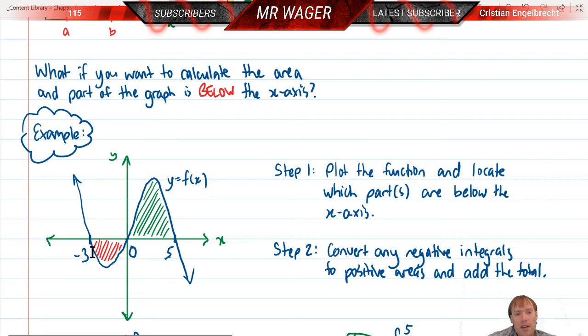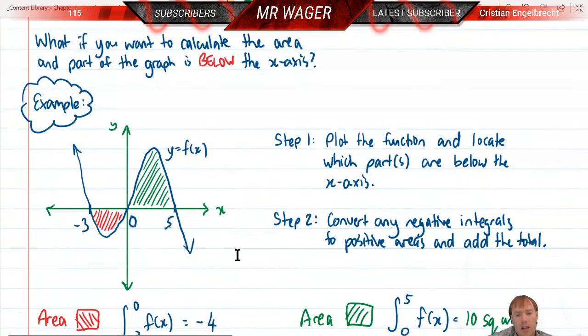We're going to work out the integral of this section first, which we know is going to get a negative value, and then we're just going to convert that to a positive number using absolute values. And then for this bit, we're going to do the integral between 0 and 5 of our function, and that will calculate that. And because this bit is already above the x-axis, we're not going to have to do any adjustment to that. It's going to be fine.